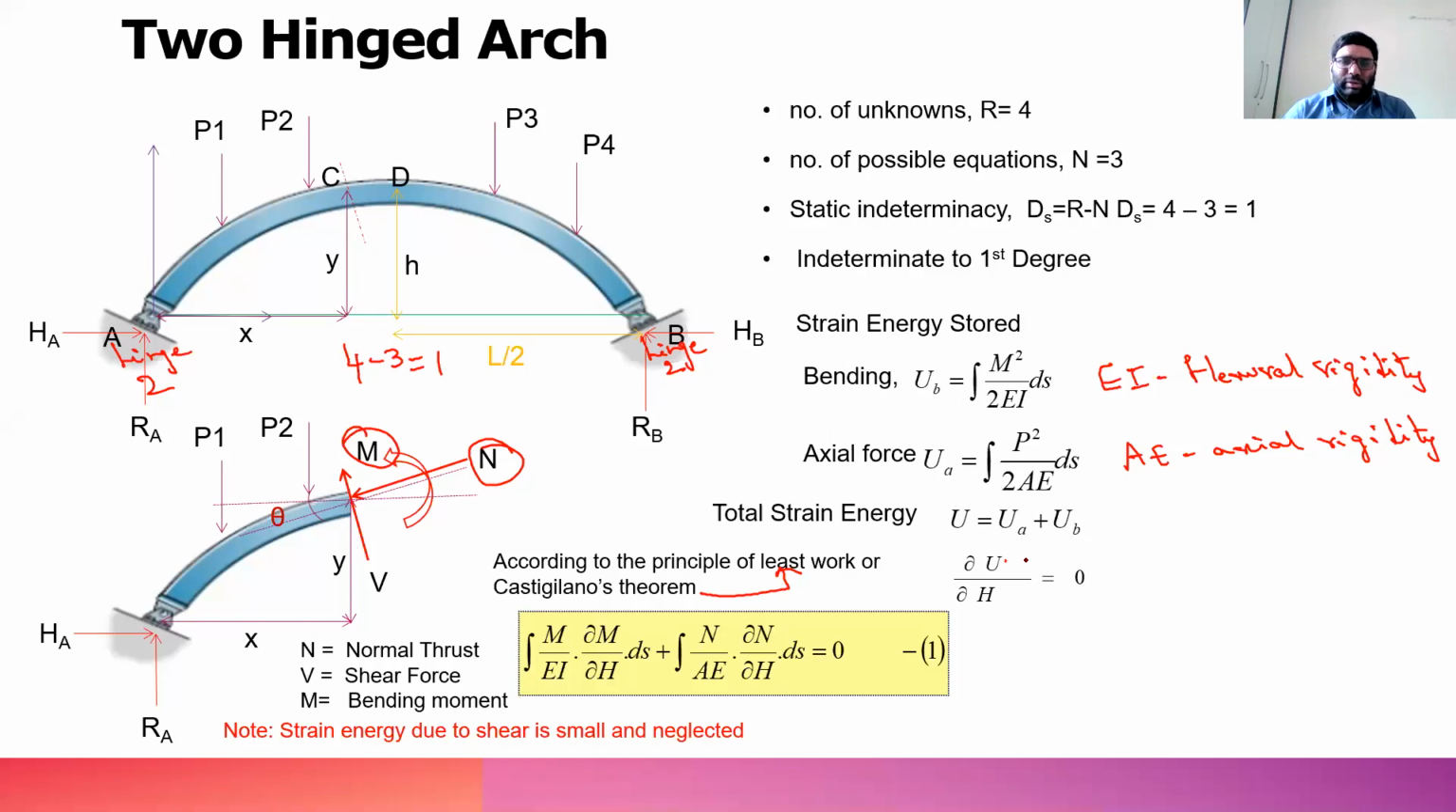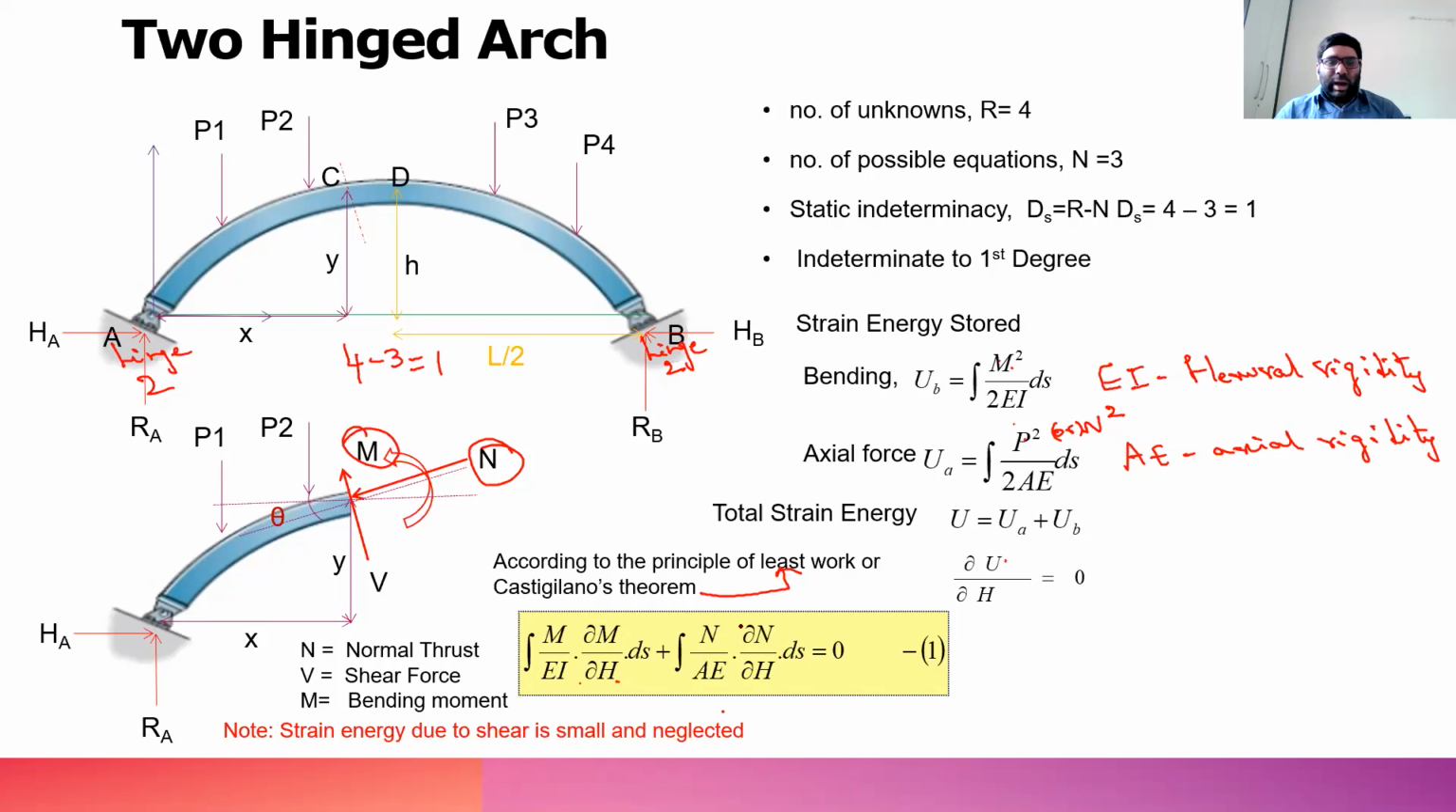But otherwise, you can see the partial differentiation of the strain energy with respect to H. So M squared by 2EI, partial differentiation: 2M by 2, the 2 will get cancelled, giving M by EI into dou M by dou H. Fundamental basic differentiation. Like that, this also, N squared, so this is N by AE into dou N by dou H is equal to 0.